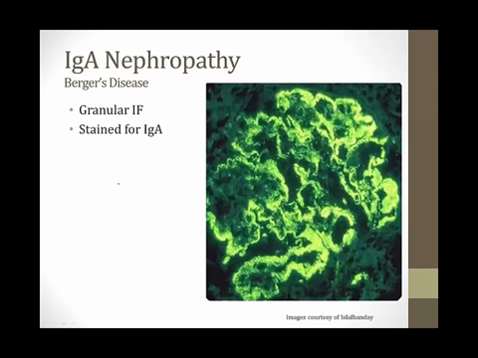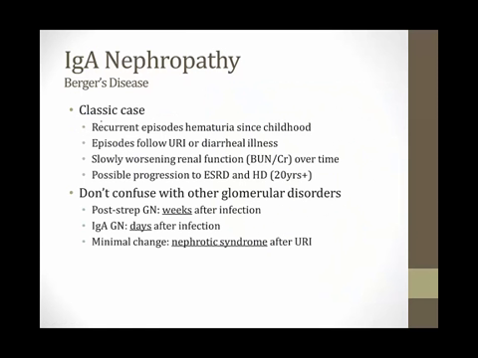Just like in post-streptococcal glomerulonephritis, we have a granular immunofluorescent staining pattern in this disorder. What's different, however, is that if you want to see the granular pattern, you must stain for IgA. In post-streptococcal glomerulonephritis, we stained for IgG and C3, and we saw a granular appearance. In this disorder, you must stain for IgA to see the granular immunofluorescence. The classic case of IgA nephropathy you should know for your board exams is a patient with recurrent episodes of hematuria since childhood, and the episodes follow either an upper respiratory infection or a diarrhea illness.